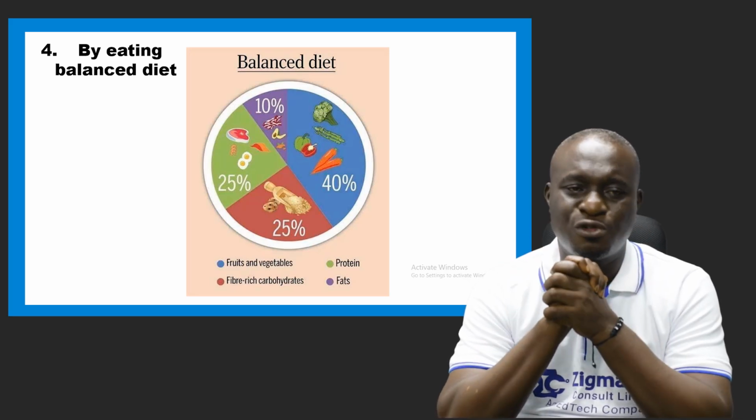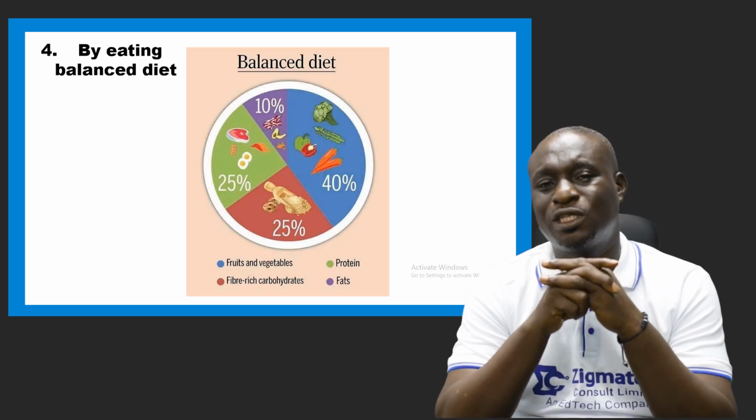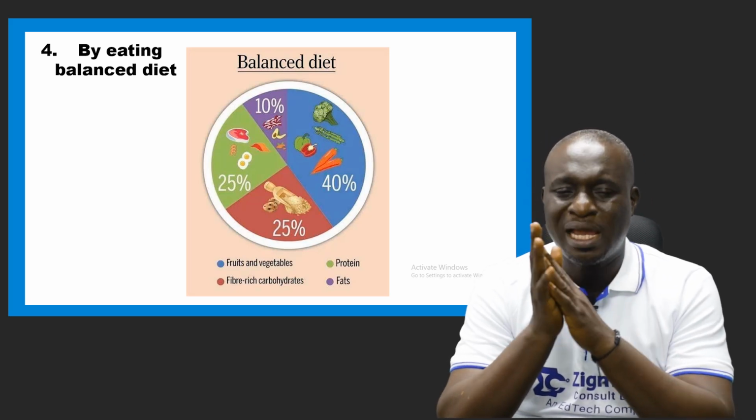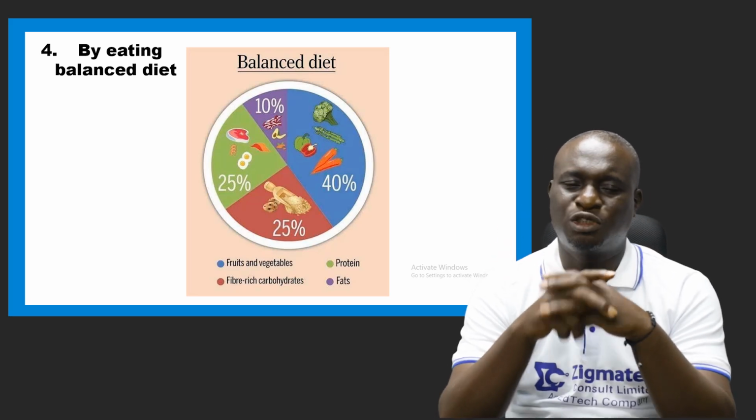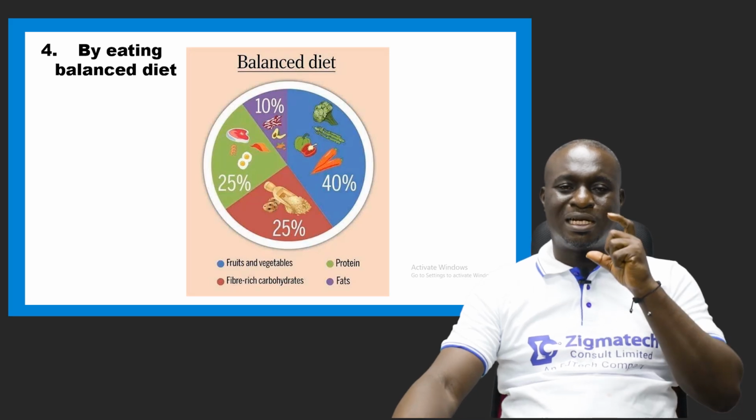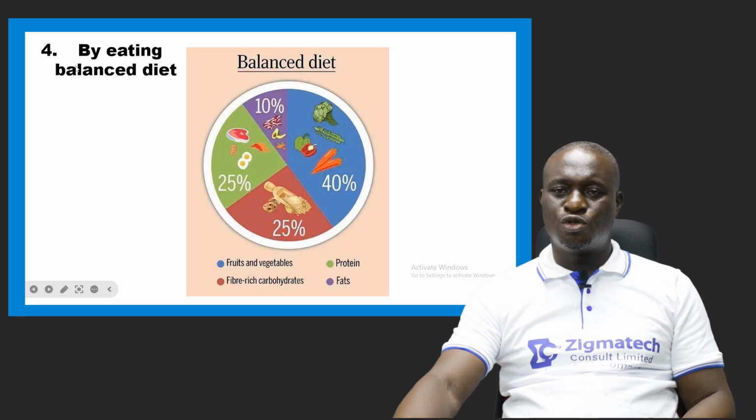and fruits. Now, a balanced diet is the diet that contains all the necessary classes of food in their right proportion. So that is the right proportion. So please ensure to eat a balanced diet in order to maintain good health.